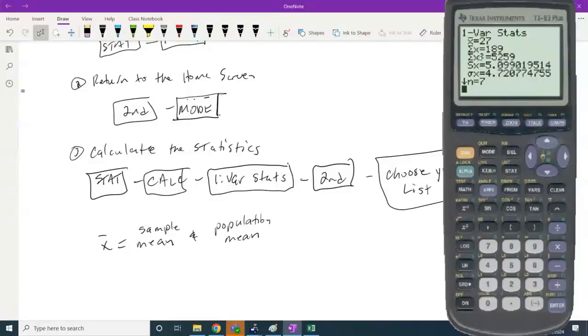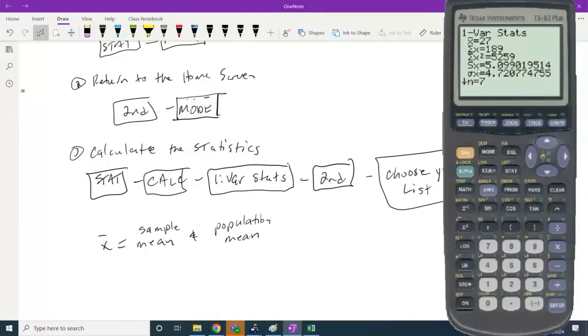The summation of X squared means that if you take all of those X values, you square them, and then you add all those squared values together, it would give you 5,259.